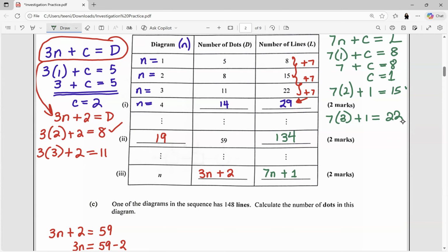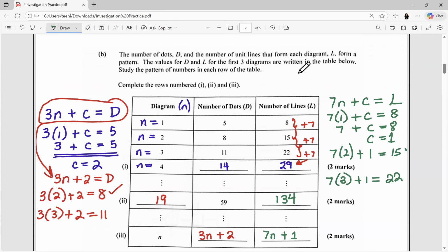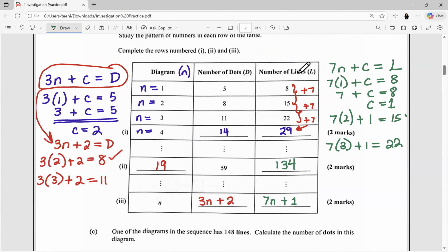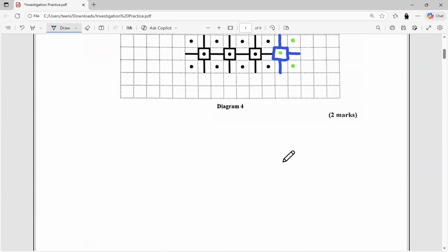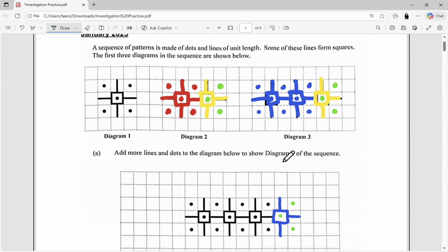The investigation question, guys, in your exam tests your ability to see patterns and relationships, and it also tests your algebra, right? So I'm going to go through it one more time to show you how we came up with the equations and how we solved to figure out the number, the diagram number, for instance, or the number of lines. Going from the very beginning of the question, right?